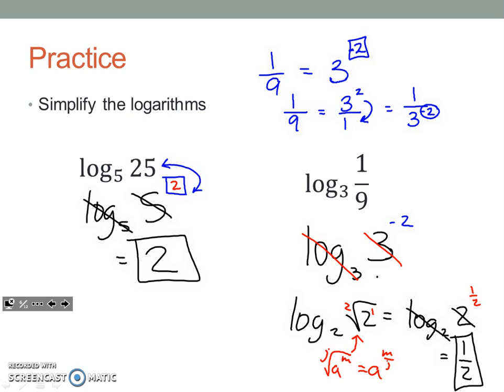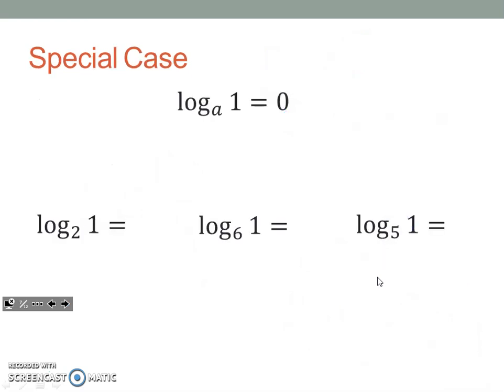All right, last thing that we're going to do is solve equations. Oh, before we do that, there's a special case, something that we all have to be aware of. This is log base a of 1 equals 0. And what that means is log of any base, it does not matter what the base is, log of any base of 1 always equals 0.